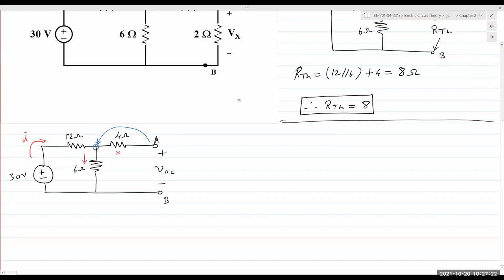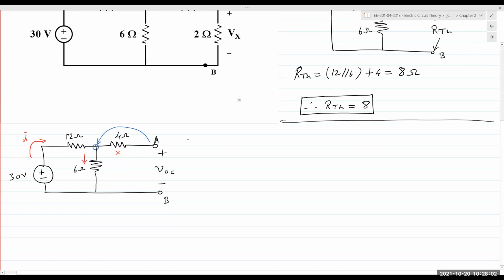The 4 ohm is hanging in the air. There is no pathway for current to flow through. Since there is no pathway for current to flow through, voltage across 4 is 0. Since voltage across 4 is 0, the two ends of that resistor are the exact same electric potential. They have the exact same voltage. So carrying that forward, if you want to find voltage at A with my reference at B, I need to find the voltage here, referenced to B. And that just happens to be the voltage across the 6 ohm resistor.